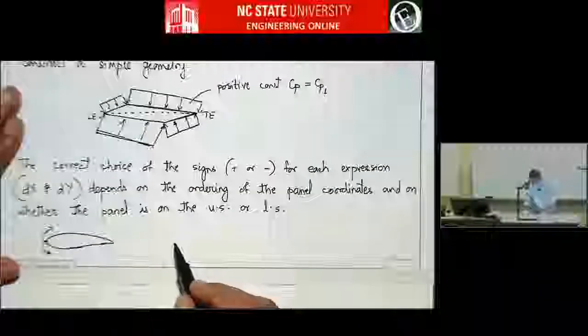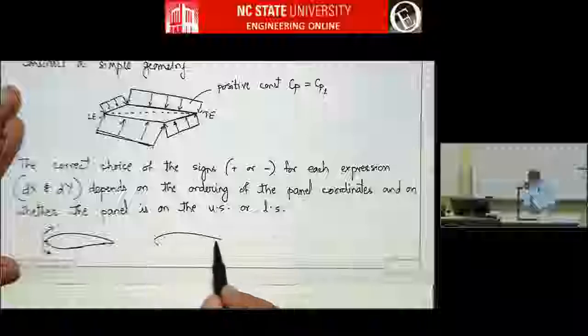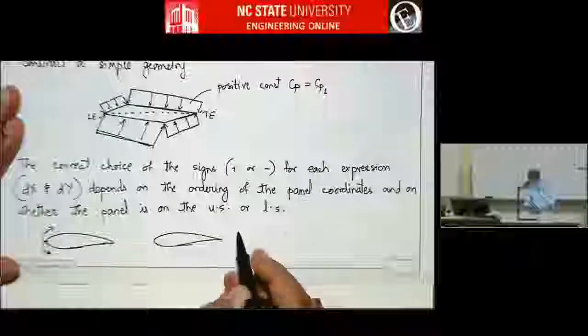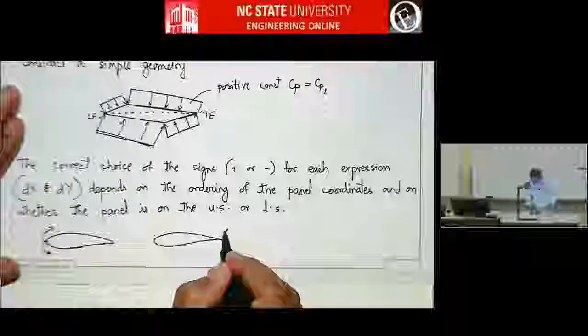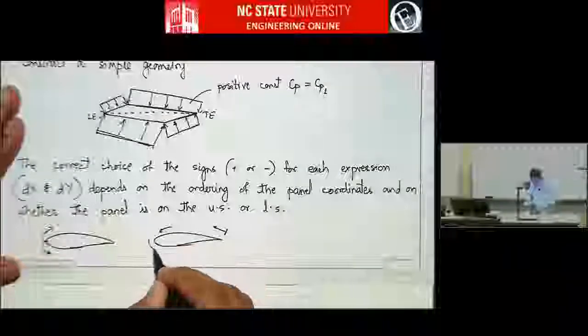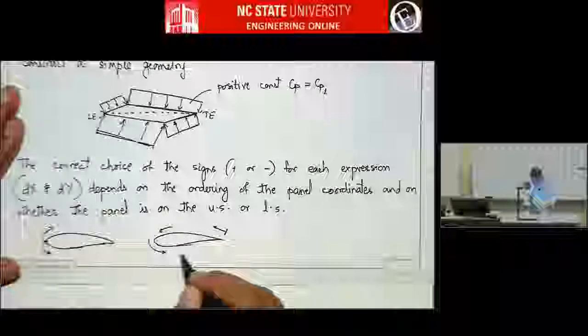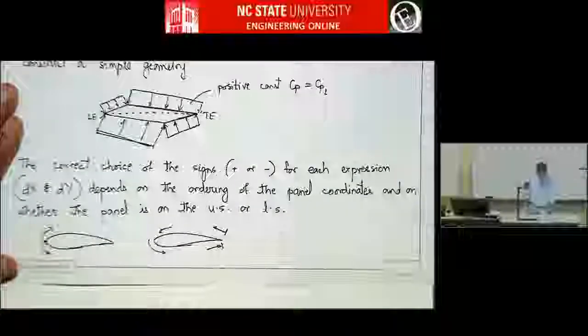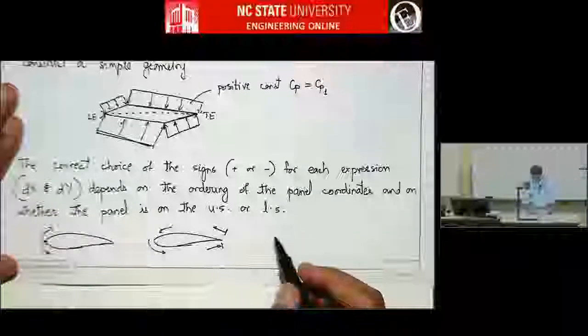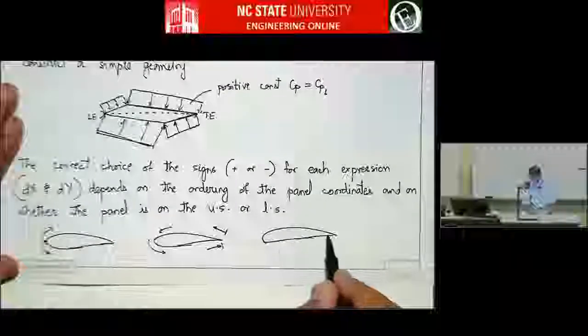Some other airfoil coordinates will start at the upper trailing edge and they'll go around XY coordinates all the way around and they'll come here. And this could be flipped too. There may be some cases where it's like this.